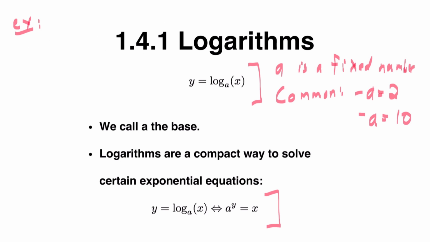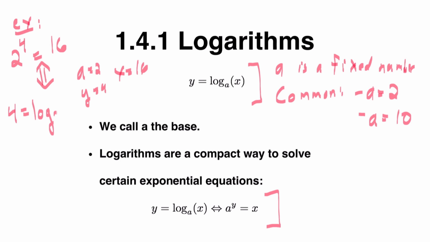So let's look at an example here. 2 to the 4 is equal to 16. This is something we can compute by hand if we like. Logarithms let us write this in a different way. Here a is 2, y is 4, x is 16. So the equivalent way of writing this with a logarithm is that 4 equals log base 2 of 16. In other words, you can think of these as a compact way of solving certain types of exponential equations. We'll look at a few basic examples that exploit this just now.